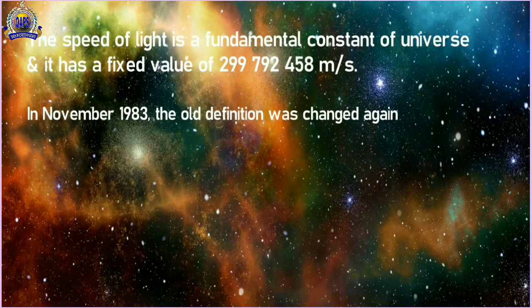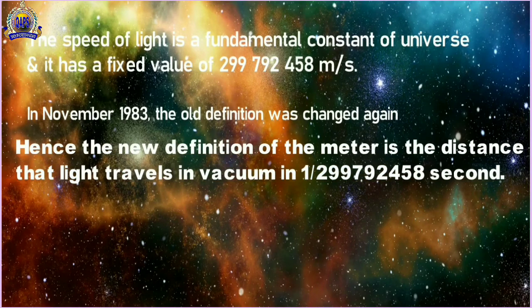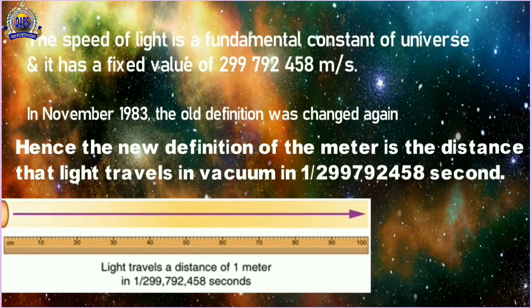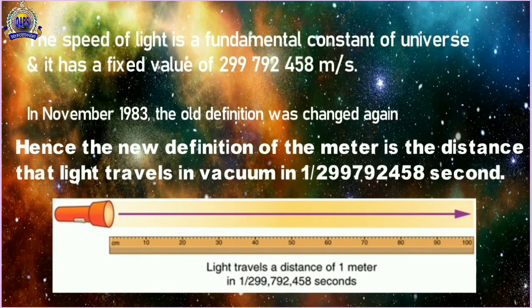The bars remain the same. In November 1983, the old definition was again changed, and the new definition came into being. This definition is used nowadays all over the world for defining a meter. Hence the new definition of the meter is the distance that light travels in vacuum in 1/299792458 seconds.